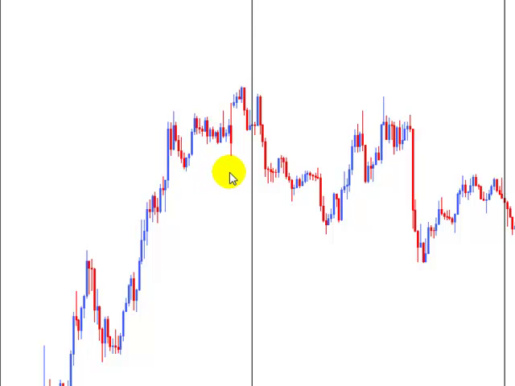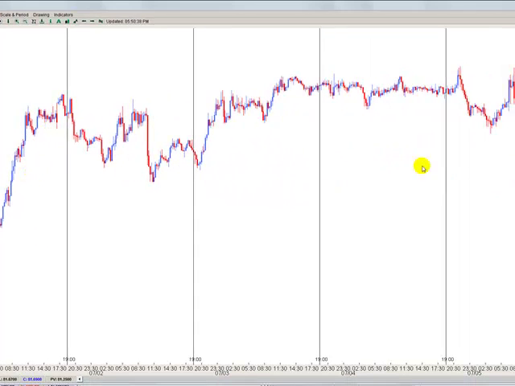This one is in the evening. We are on Aussie yen. We're on the 15-minute time frame. So each candle is 15 minutes in length, and we go back 10 days in time.